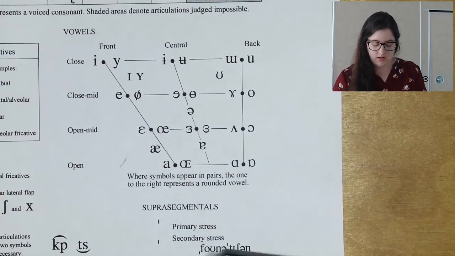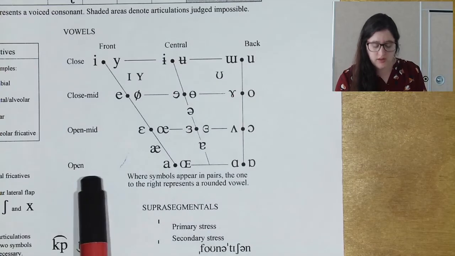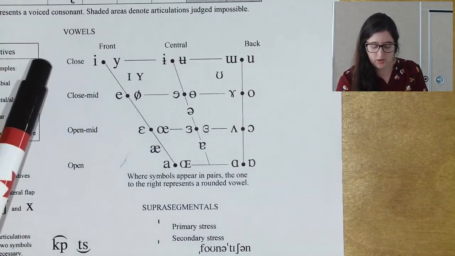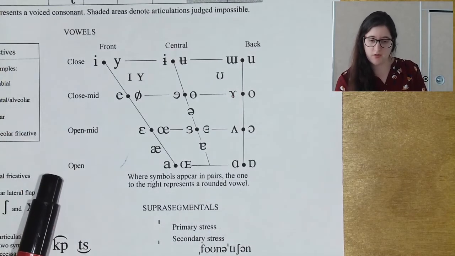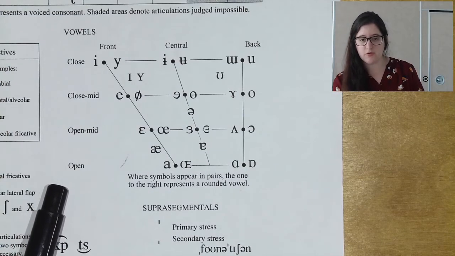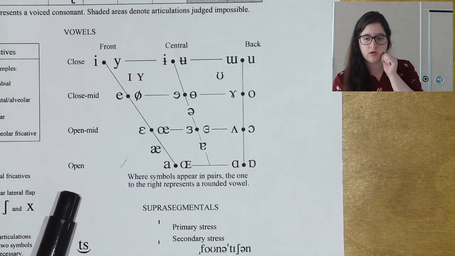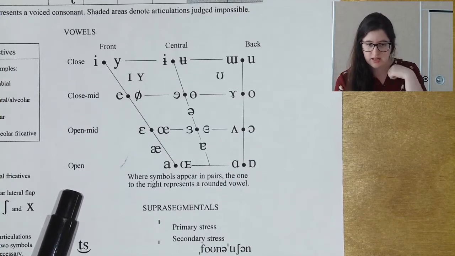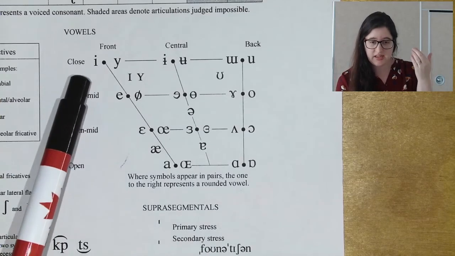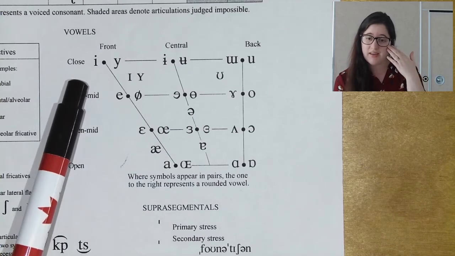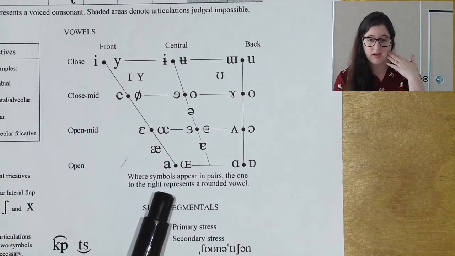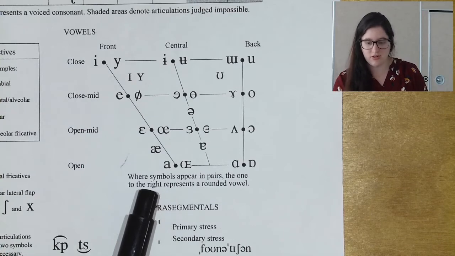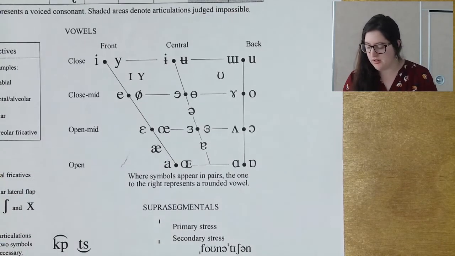And then on the official IPA chart, you have close versus open. That refers to how close to the roof of your mouth your tongue is when you're making that vowel sound. Again, if you say E, your tongue is up pretty high. If you say Ah, your tongue is down pretty low. So that is the scale in between.